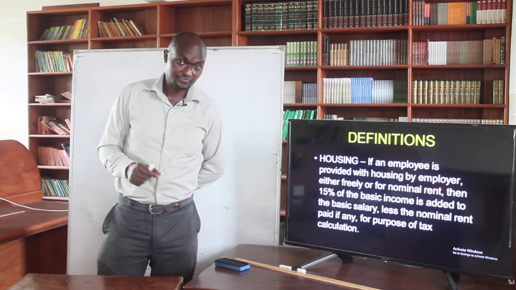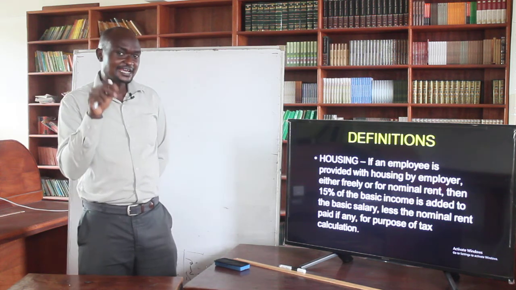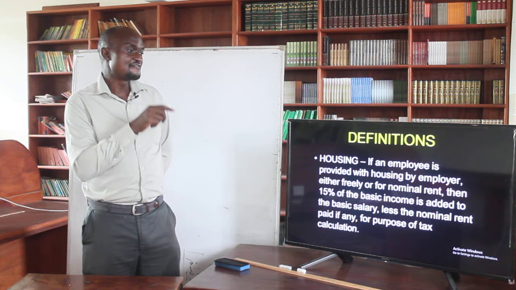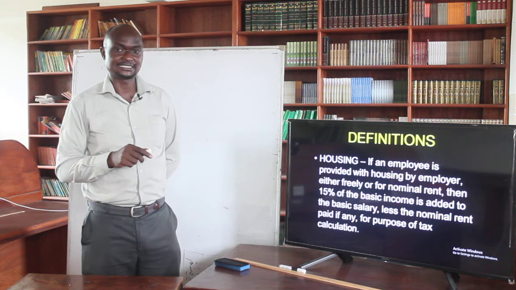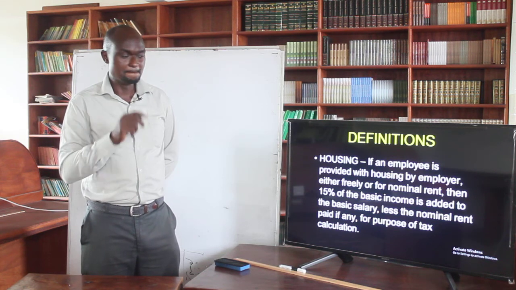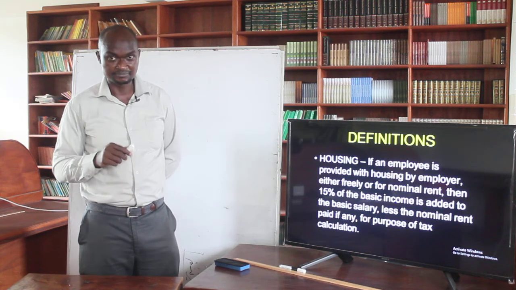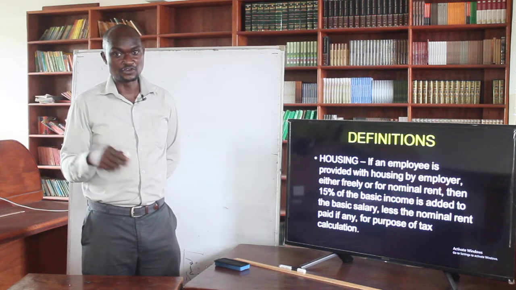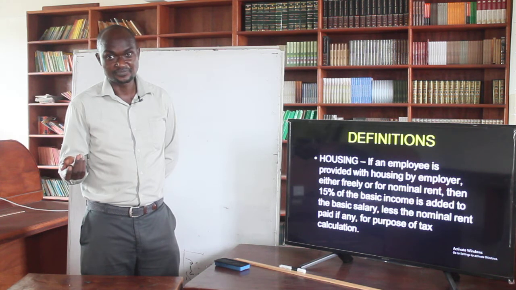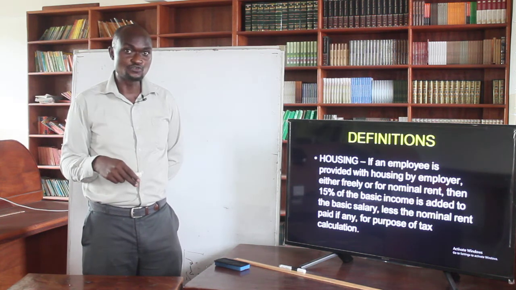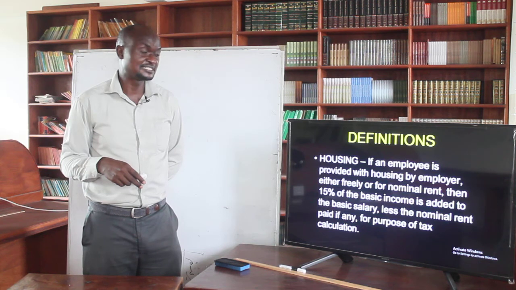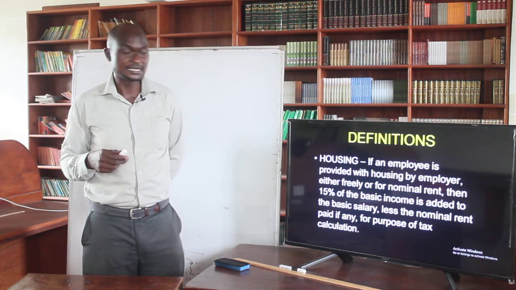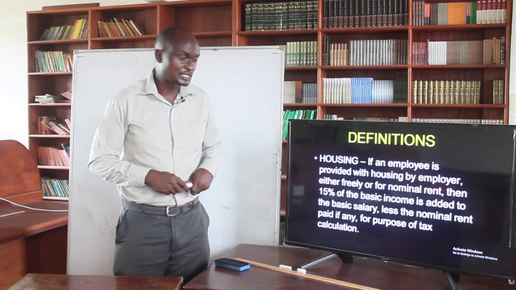Now in this case, when you're calculating the income tax that's supposed to be paid, you add 15% to the basic income, then subtract the nominal rent if it is there, and then you add the allowances if there are any allowances. Now let me write this on the board so that we can understand.